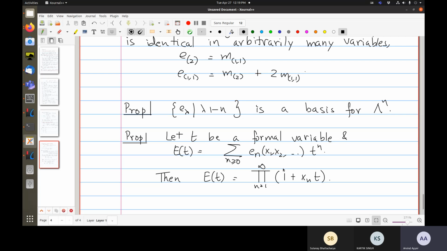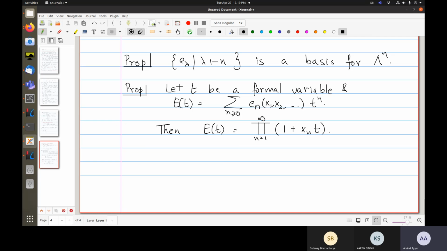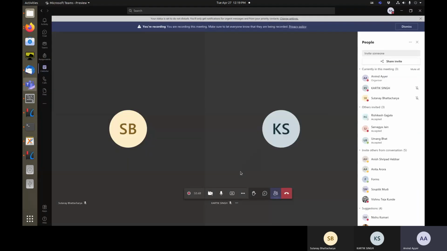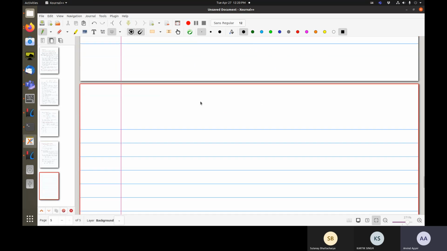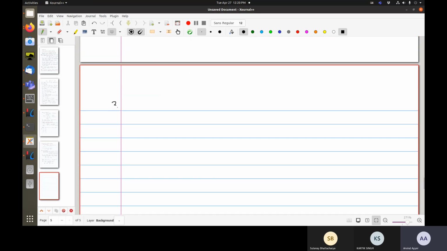Okay. So any questions about this? Okay, so I've defined two bases so far. So the third basis that I need are called the complete symmetric functions, and some people also say complete homogeneous.